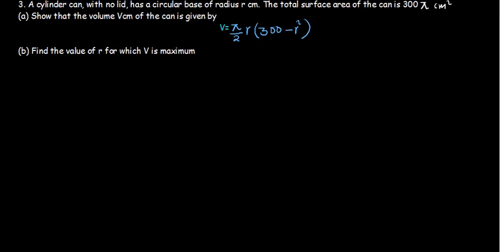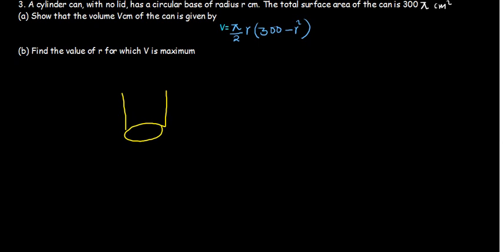So, another one here: a cylinder can with no lid has a circular base of radius r centimeters. The total surface area of the can is given as 300 pi centimeters squared. Show that the volume is given by that equation. Now for this one, we've been given a can without a lid, so this place is just open.